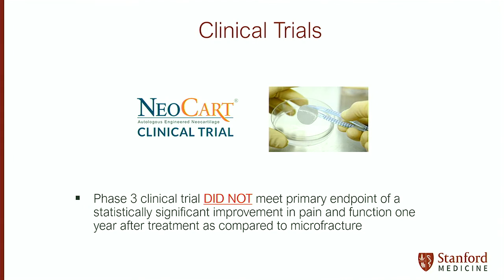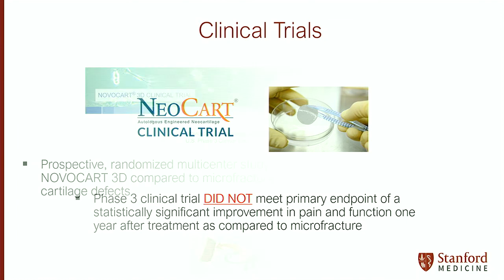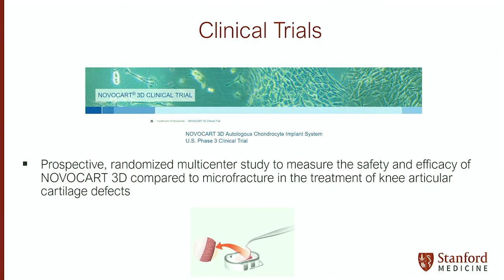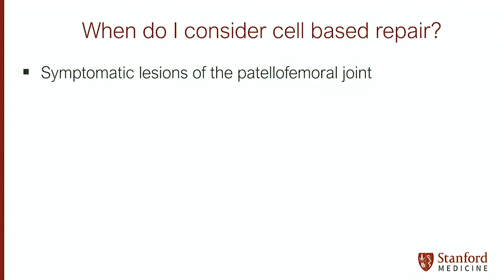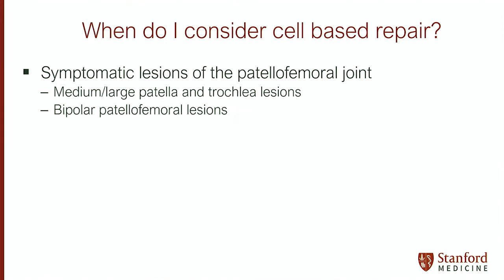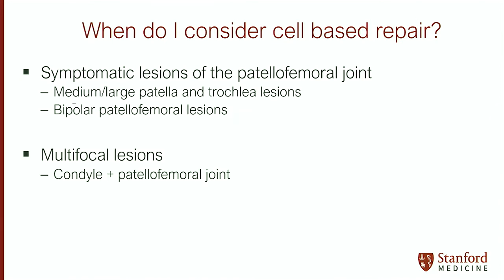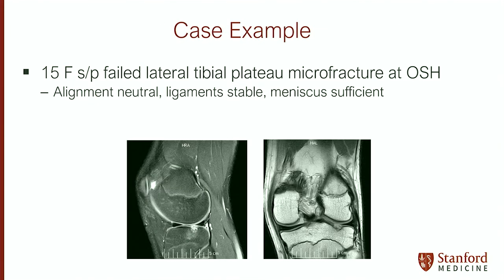Just of note, there were other trials in this space that did not succeed. So the NeoCart trial was suspended, did not meet its primary endpoint versus microfracture. We are participating in the NOVOCART 3D trial, which is a phase 3 at this point. So when do I consider cell-based repair? For symptomatic lesions of the patellofemoral joint, so these medium to large patella and trochlea defects, and for bipolar patellofemoral lesions, and for multifocal lesions, condyles plus the patellofemoral joint, and then for rare symptomatic tibial lesions. I think the best way to treat the tibia is to avoid getting into that mess in the first place.